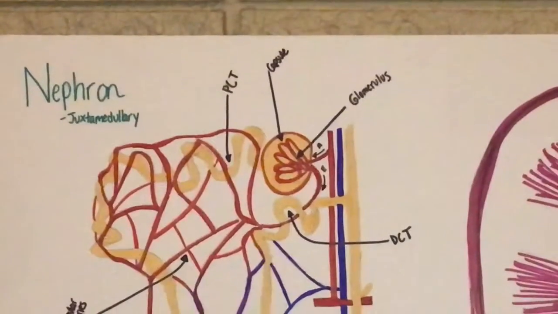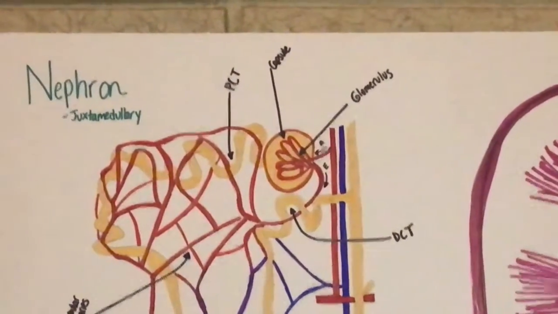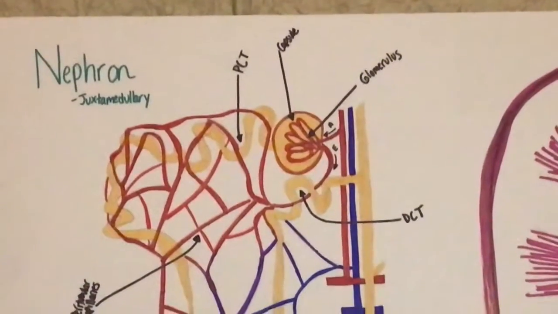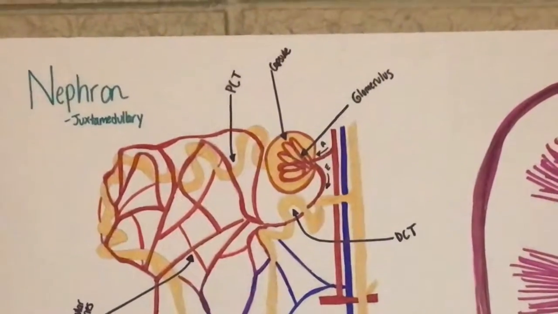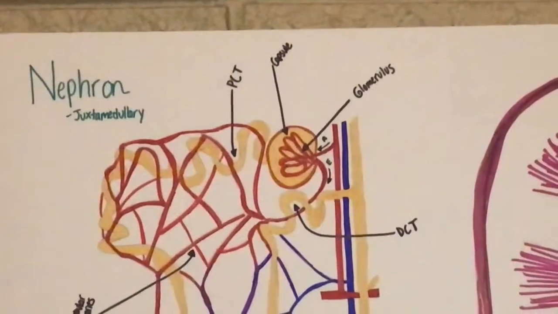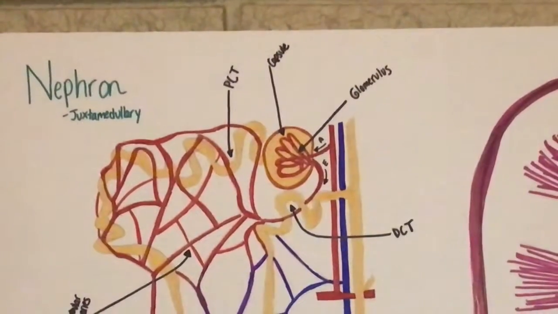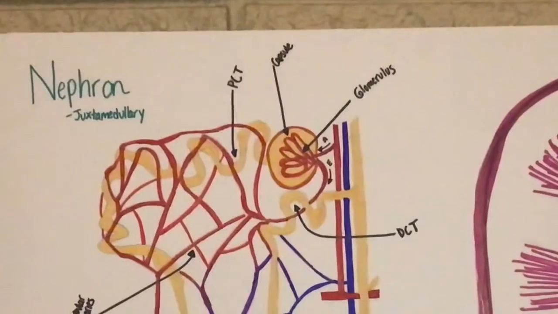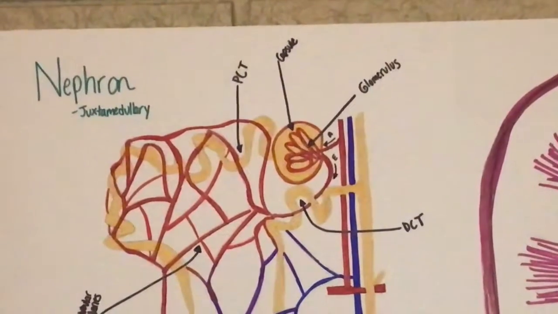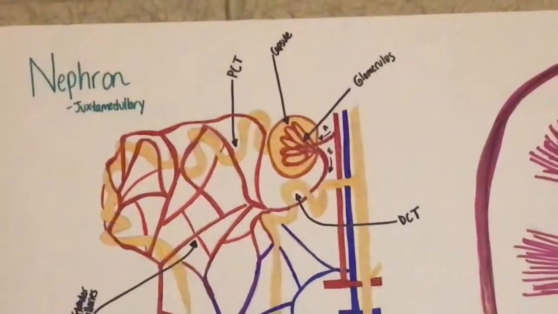Filtration is not a super selective process because it's based only on what can fit through the holes in the capillaries. So while waste fits through, so do things like glucose and ions. Because of this, filtrate is not urine yet because it has too much water and other good things in it. The glomerulus and capsule together are called the corpuscle.